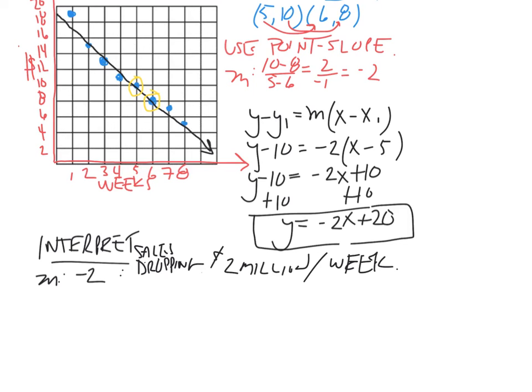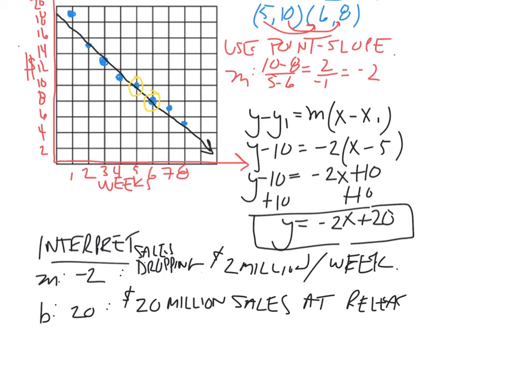And then what about the y-intercept, or the b? The y-intercept basically means what was the initial amount of sales. So we had 20 million in sales at release, which would basically be the opening night. We had 20 million in sales. That was the release date. So it's not just that the slope is -2 and the y-intercept is 20.